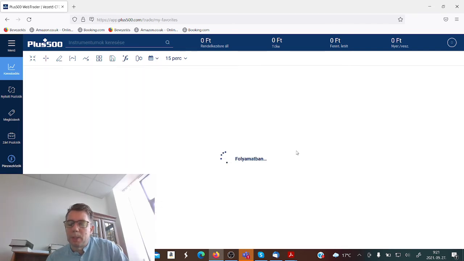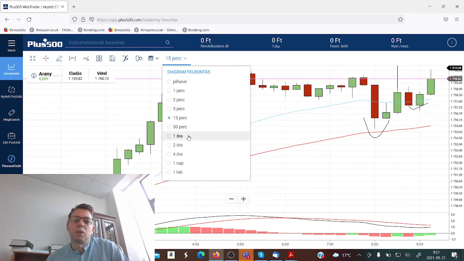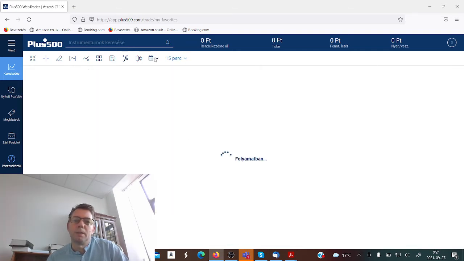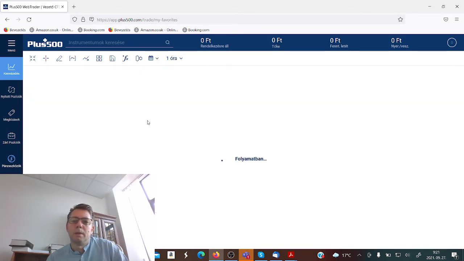The 15-minute chart. Yeah, here's what we've seen on the 5-minute chart, and we can see on the 15-minute chart we are in an uptrend right now. 1-hour chart frame. Let's see what's happening here.